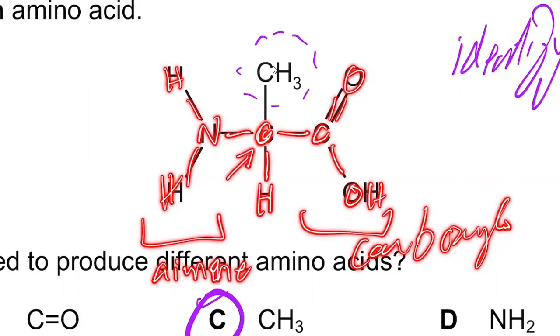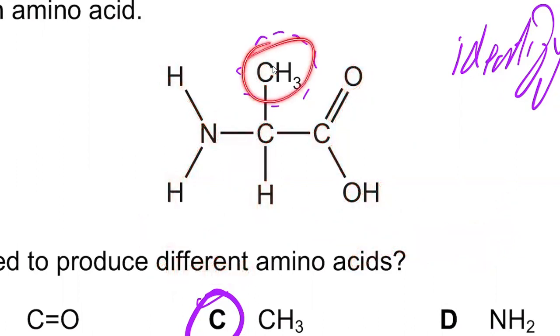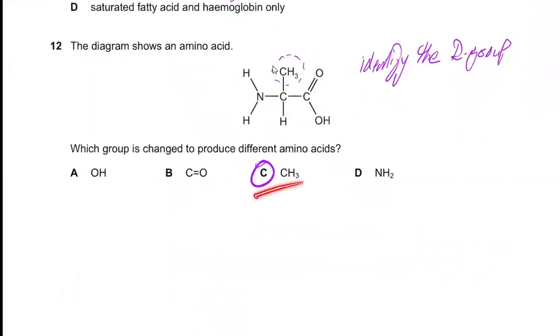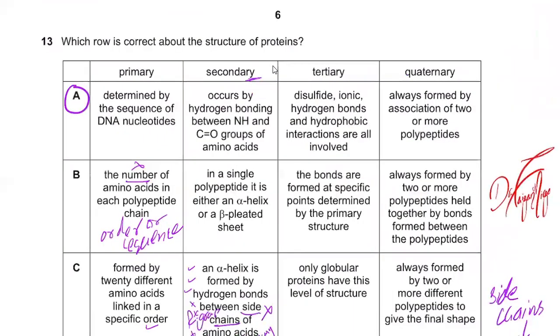All these structures will always be the same in the amino acid. The only differing structure will be at the fourth bond, which is the R group. In this case, it is a methyl group, or CH3, which is the R group. So if you change the R group, the amino acid will change as well.